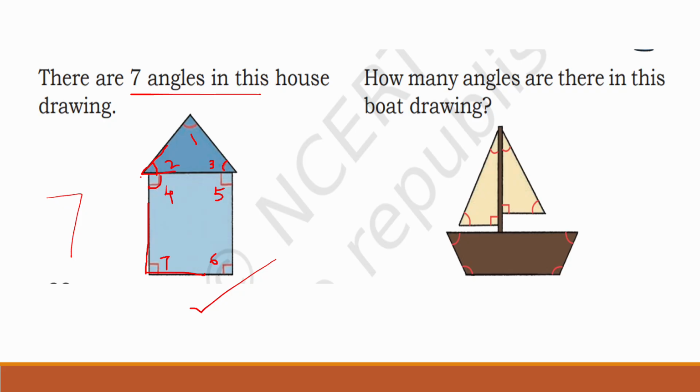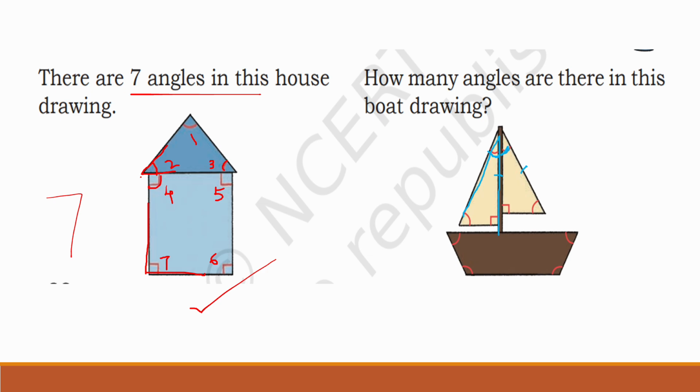How many angles are there in this board drawing? See, you can see an angle here. You consider this line and this line. You can see an angle here. When you consider the middle line and this line, you can see an angle here.